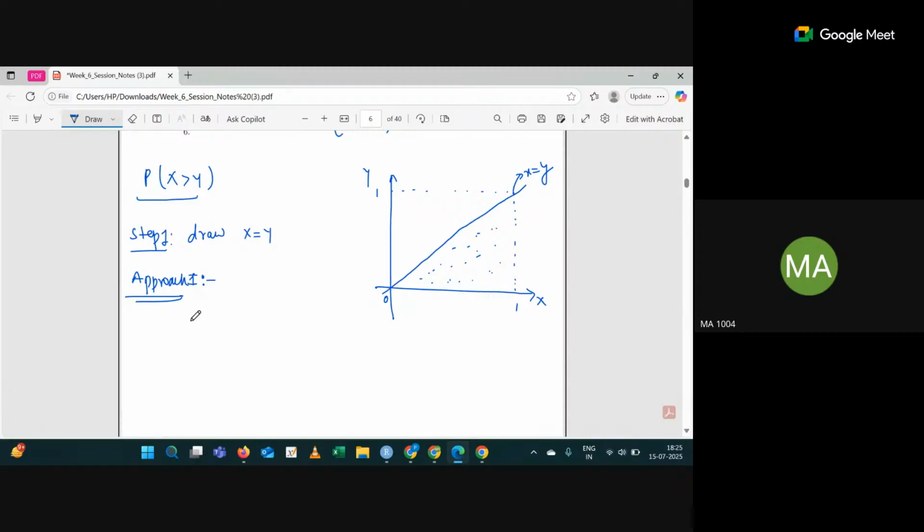Okay. So what is the area? I'm interested in this part, this dotted part. So what is the area of triangle? Half, length into breadth, into height. Area of triangle.